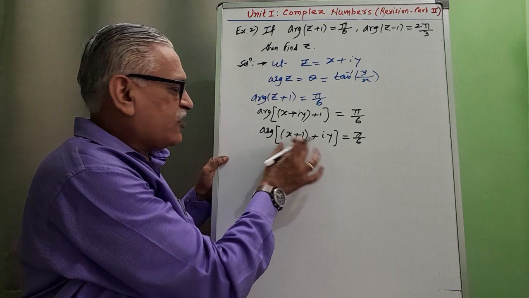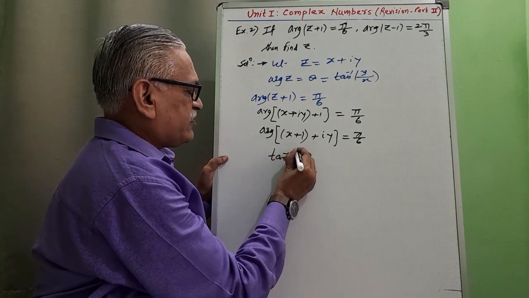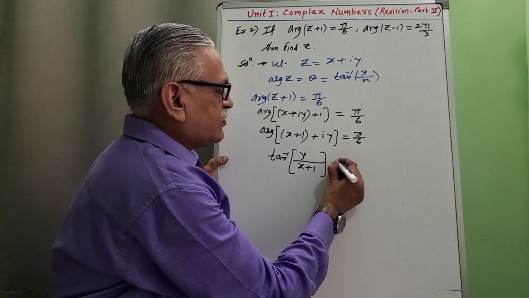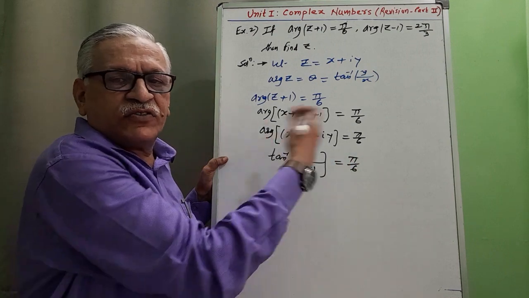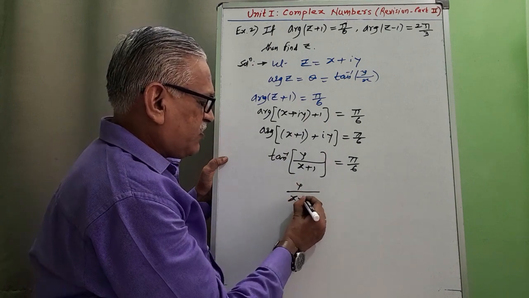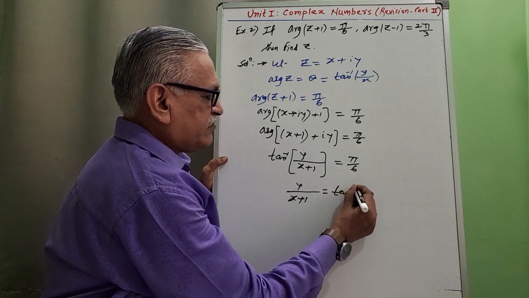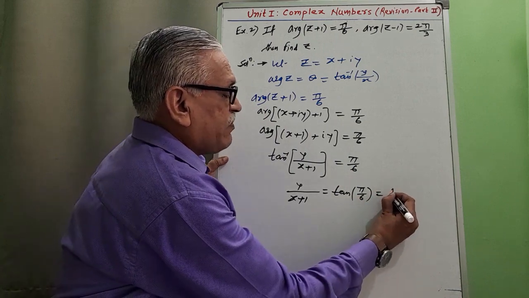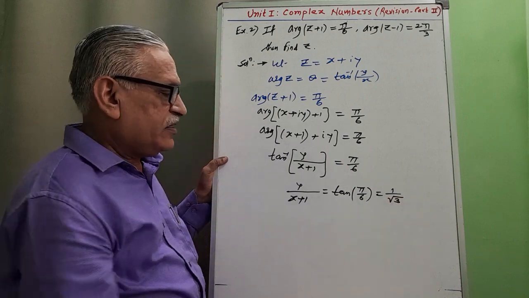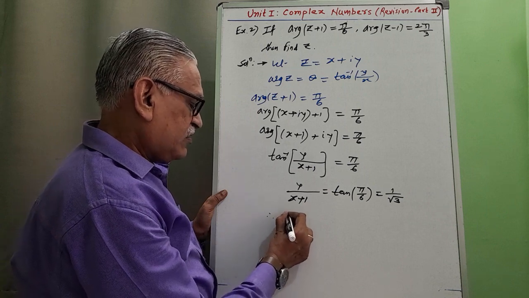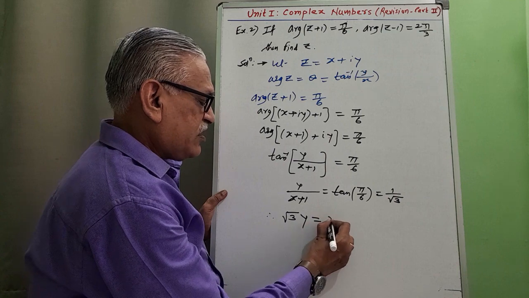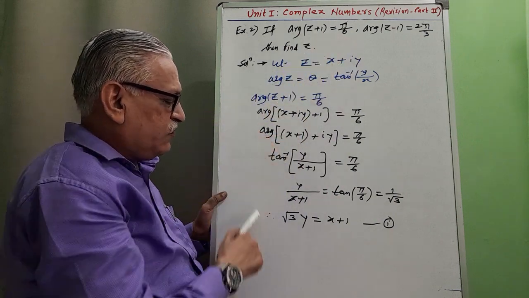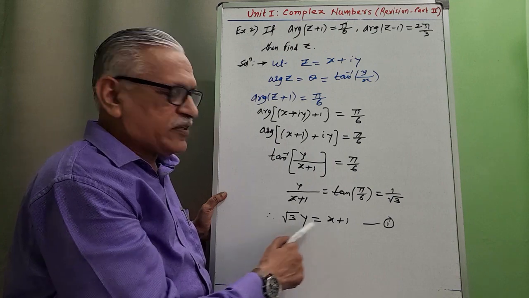This is a complex number, and the argument of any complex number is tan inverse of y by x. Here y divided by x plus 1, where x plus 1 is the real part, equals pi by 6. Transferring tan inverse to the other side, we get y upon x plus 1 is equal to tan of pi by 6, and the value of tan pi by 6 is 1 by root 3. Then cross multiplying, we get root 3 times y equal to x plus 1. We call this equation 1. Using the first information, we get the first equation in terms of x and y.